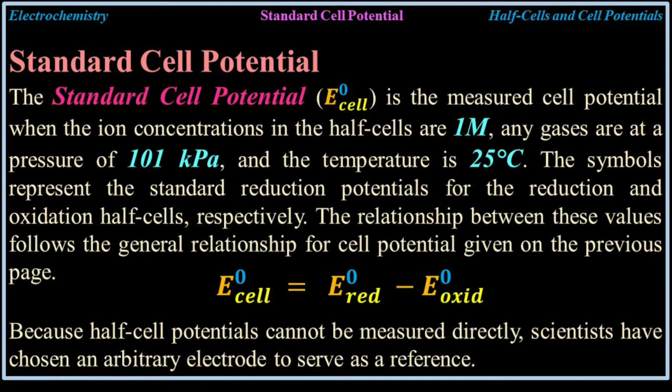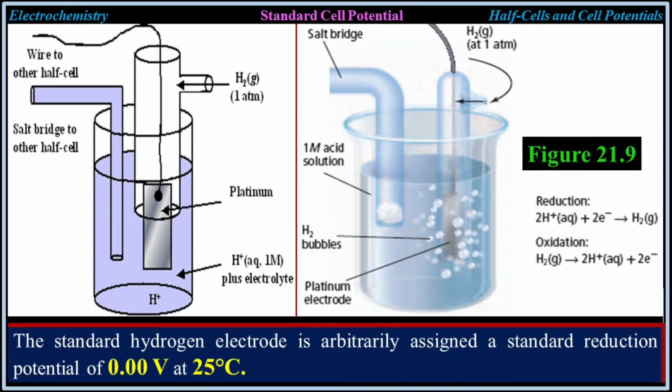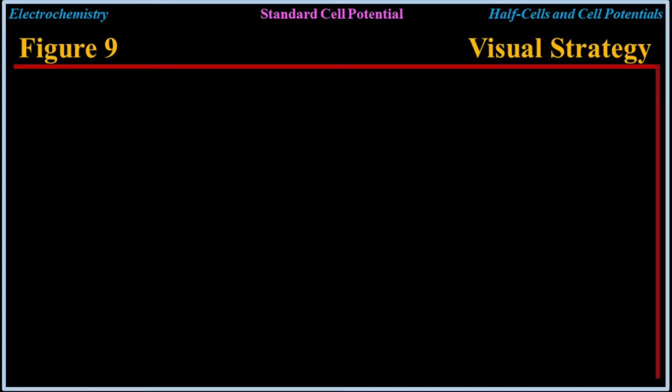Because half cell potentials cannot be measured directly, scientists have chosen an arbitrary electrode to serve as a reference. The standard hydrogen electrode is arbitrarily assigned a standard reduction potential of 0 volts at 25 degrees Celsius. It would be very important to study this illustration very carefully, know exactly what's going on. Figure 9, visual strategy. Have students study the diagram as I instructed.